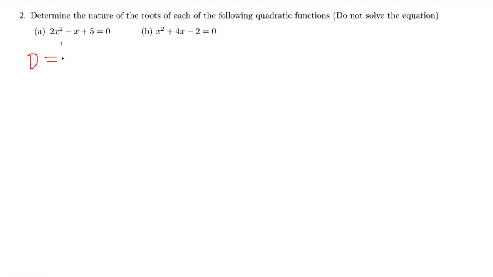The discriminant is given by b squared minus 4ac. So you need also to know which one is your a in this given quadratic expression, which one is your b, and which one is your c. a is the coefficient of x squared, b is the coefficient of x, and c is just a constant.